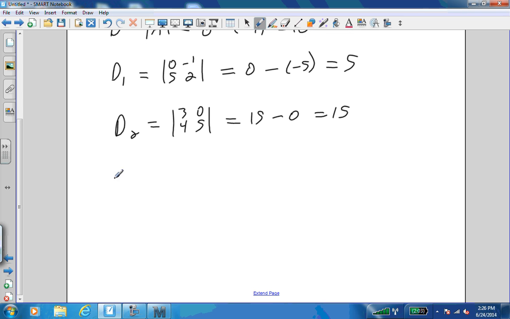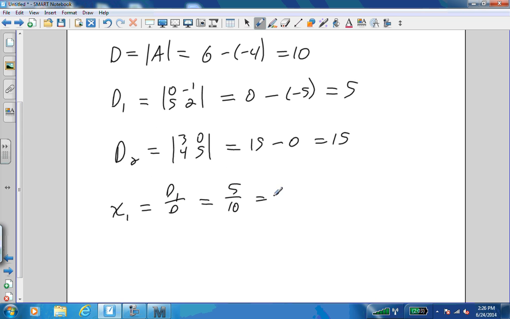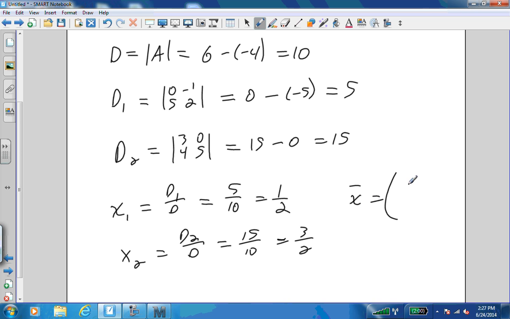Now that we have those determinants, our x of 1 is D1 over D. So 5 over 10, or 1/2. X of 2 is D2 over D. So 15 over 10, or 3/2. So the solution is 1/2, 3/2. So x of 1, x of 2.